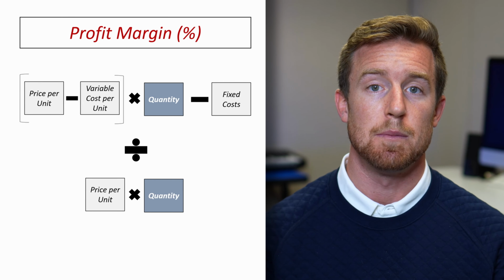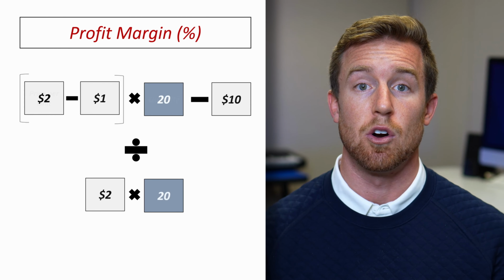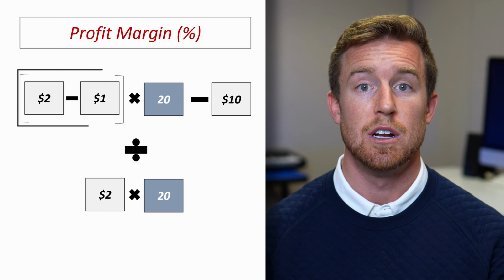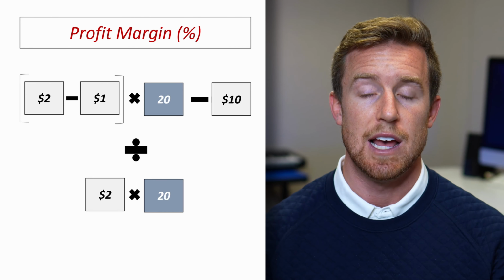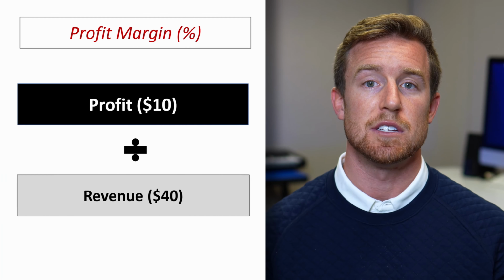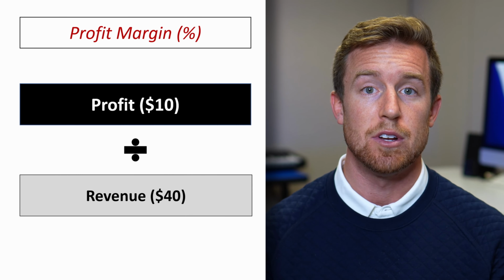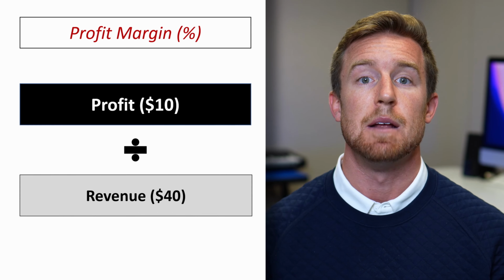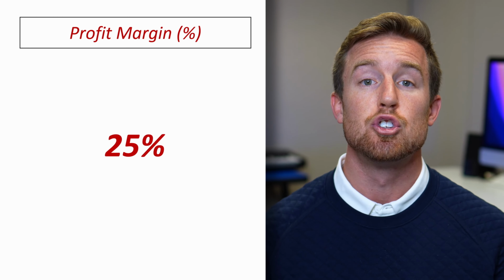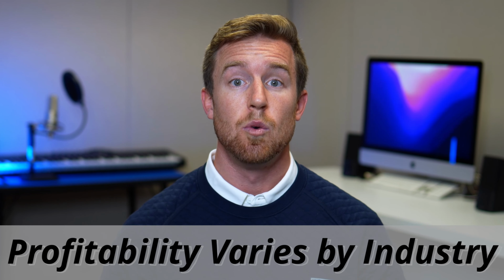If we walk through an example where in our lemonade stand we sold 20 cups of lemonade, we can calculate our $1 contribution margin multiplied by our 20 cups of lemonade, subtract our $10 for our poster, gives us a profit of $10 over our $40 of revenue, or $2 per cup multiplied by 20 cups of lemonade, implying a profit margin of 25%.